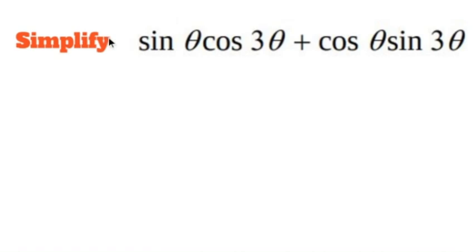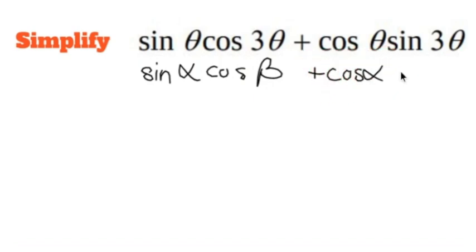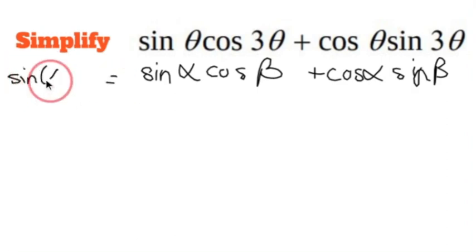All right. My job is to simplify sine theta cos 3 theta plus cos theta sine 3 theta. Now, if you know your identities, and I'm sure you already do, you know that sine alpha cos beta plus cos alpha sine beta, it's an ugly looking one, is going to be the exact same thing as sine of alpha plus beta.